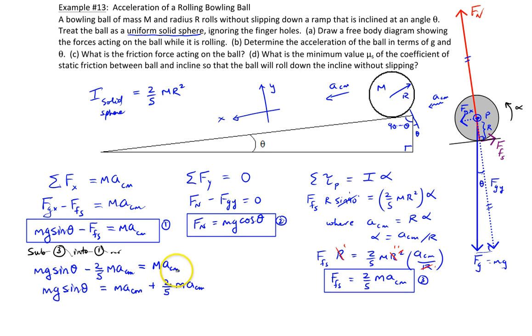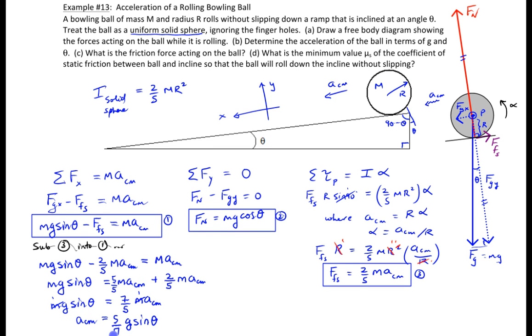So bringing that term over here to the right side, I'm going to add 2/5 plus 1, which is like 5/5. And then I'll get 7/5 ma, and you can see that there's an m on both sides, so the mass cancels out, making the mass independent in our answer. And so then solving for the acceleration of the center of mass, we get this nice expression for the acceleration of the center of mass of the ball. So that's exactly how much this ball is going to be accelerated: 5/7 g sine theta.